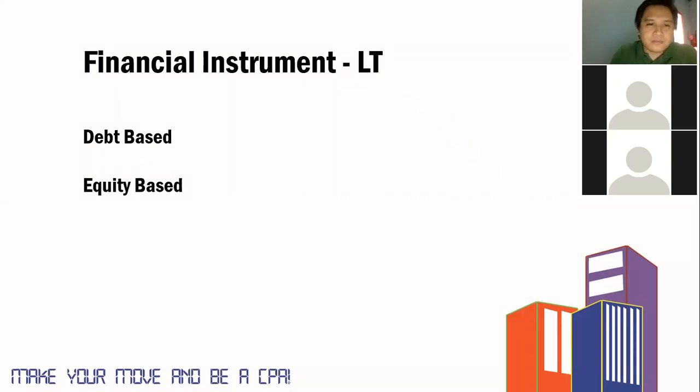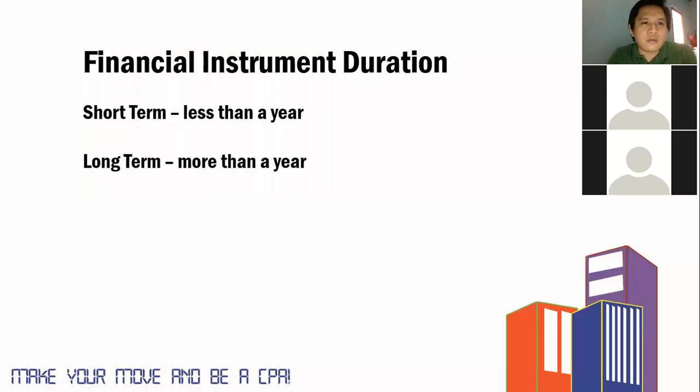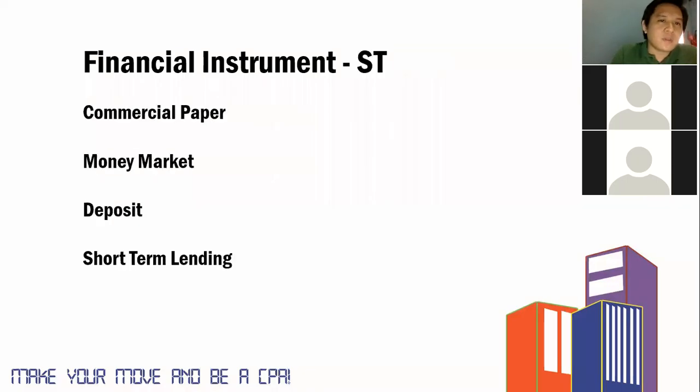Okay? Now, let's look at other forms of financial instrument. Homework na agad. Okay, sorry. Nalagtawan natin yung financial instrument for short term. Okay? So, we have 4 short term, or we have 4 types of instrument here. We have commercial paper, money market, deposit, and short-term lending.